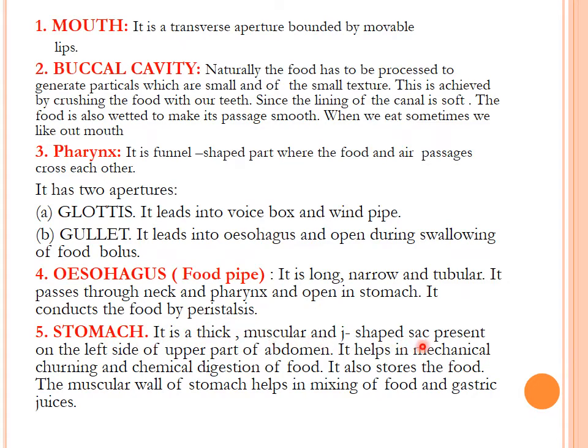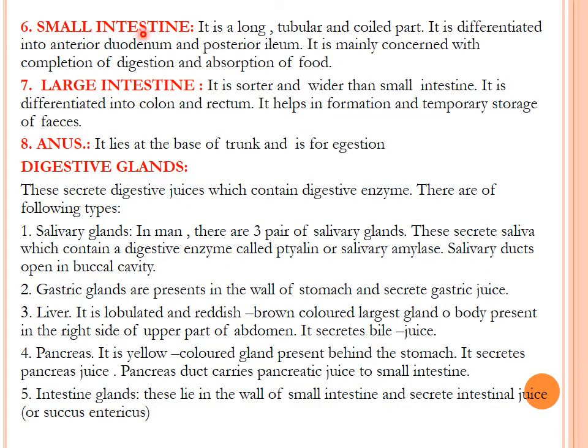Stomach is a thick, muscular and J-shaped sac present on the left side of the upper part of the abdomen. It helps in mechanical churning and chemical digestion of food. It also stores the food. Partially digested food इसमें store रहता है. The muscular wall of the stomach helps in mixing of food and gastric juices. Now the wall of the stomach produces a juice, and this juice is mixed along with the food here, so it helps in the digestion of protein that we will discuss in later slides.